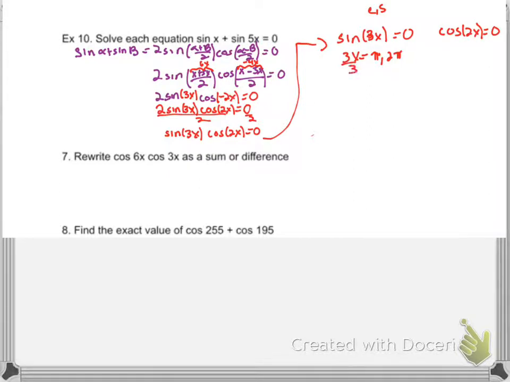We divide each side by 3. So you get x equals pi over 3, 2 pi over 3 for these values on this side. Over here, we see our cosine is going to be 0. That is going to be 2x equals, and that occurs at pi over 2 and 3 pi over 2. And then we divide each side by 2. So x equals pi over 4 and 3 pi over 4.